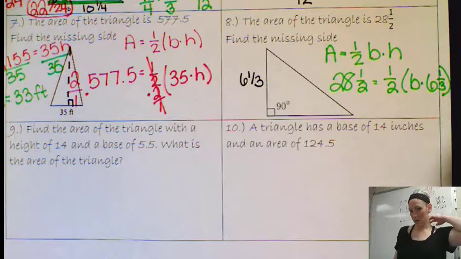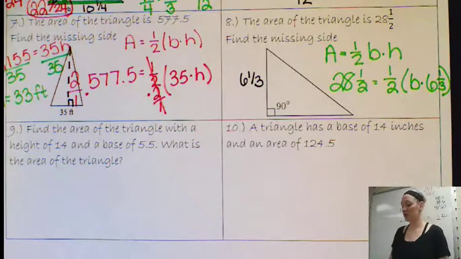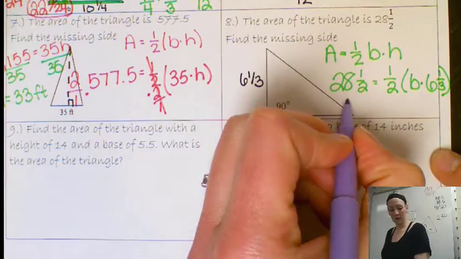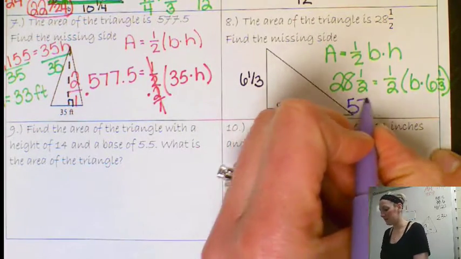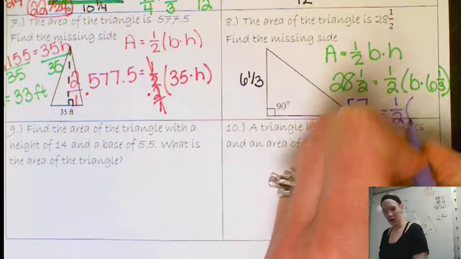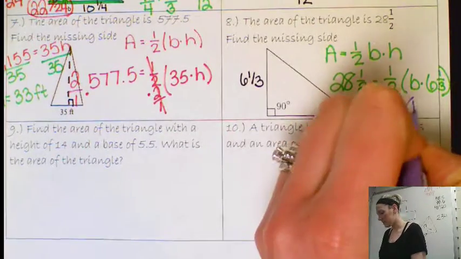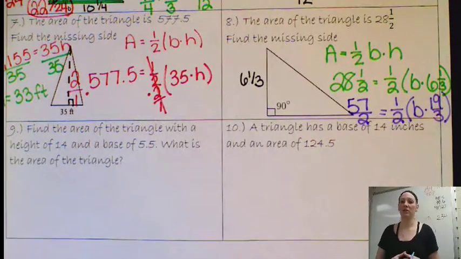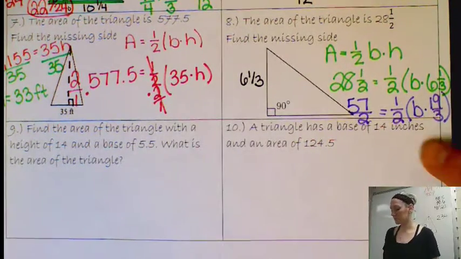Now I know I'm going to be working with fractions, and I know I'm going to have to multiply them. So I'm going to change these automatically to improper fractions. When I change this to an improper fraction, I get 57 halves equals half, and this one's going to be base times 19/3. That is all stuff I'm given.